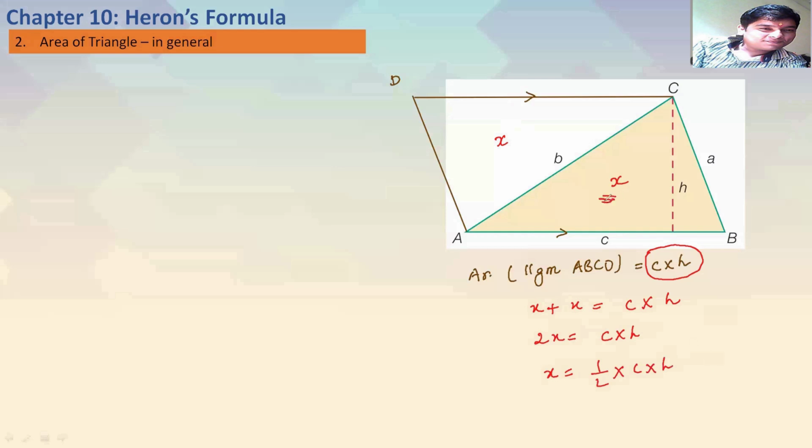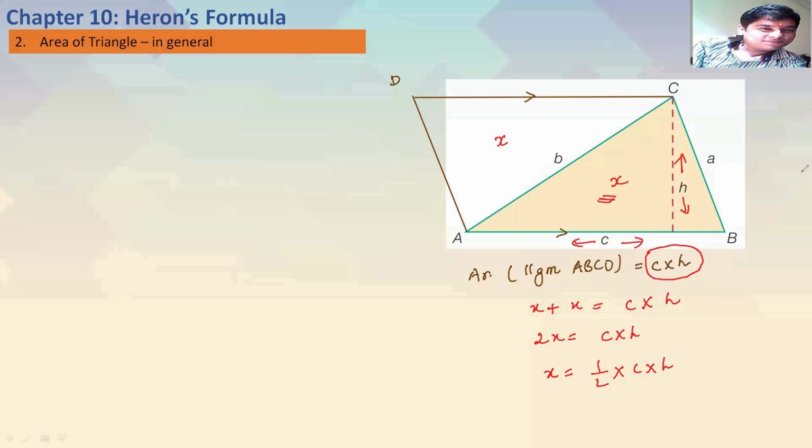The area of this triangle is half into base into height. Got the idea? I'm trying to derive it and you are going to the formula. I am just trying to tell you, for instance, if I ask you what is the area of an isosceles triangle, what are you going to say? Half into base into height. But that's the area of a triangle in general, for all triangles.